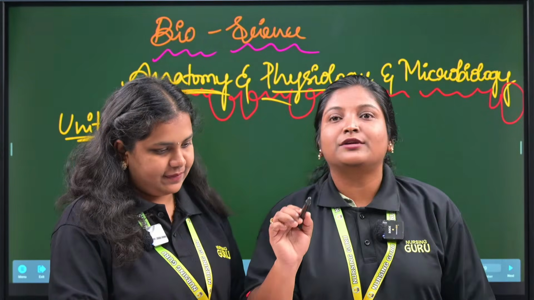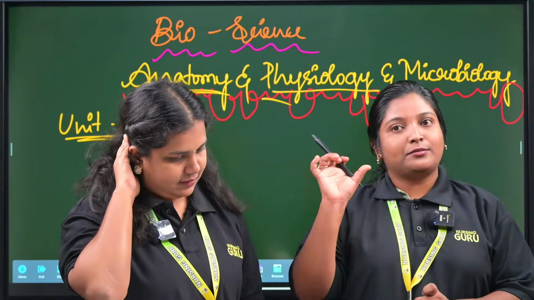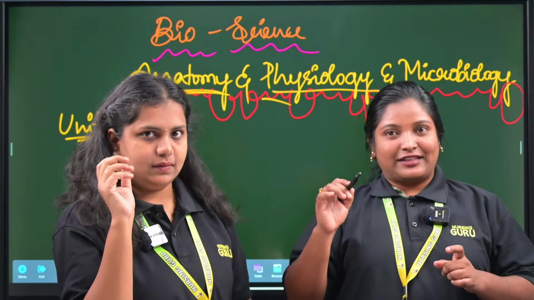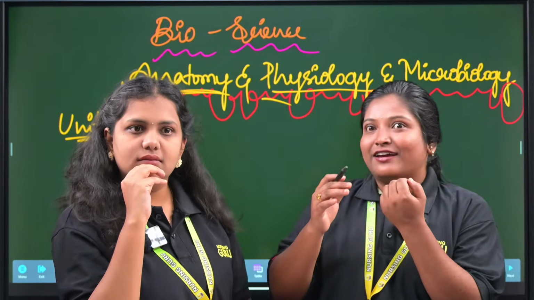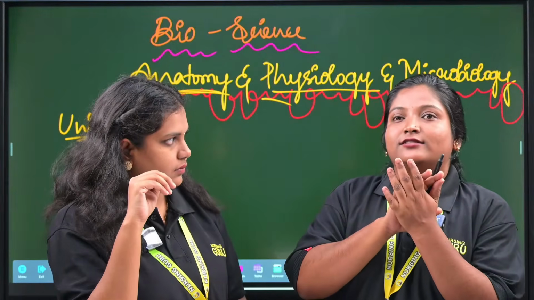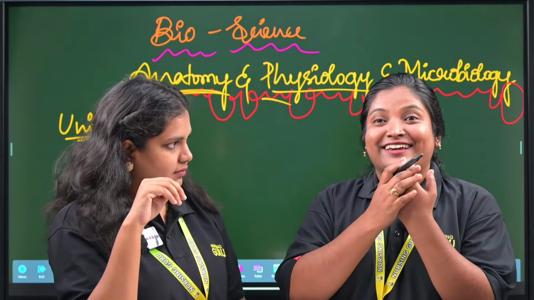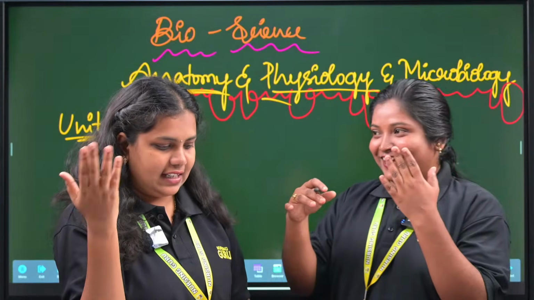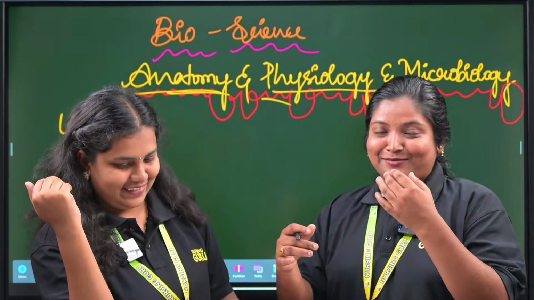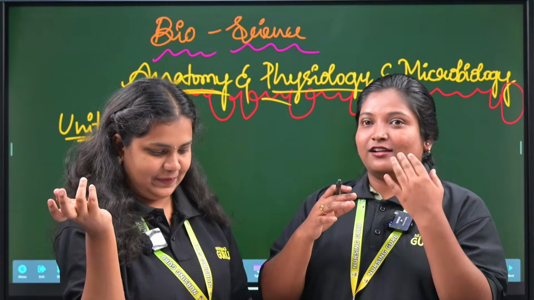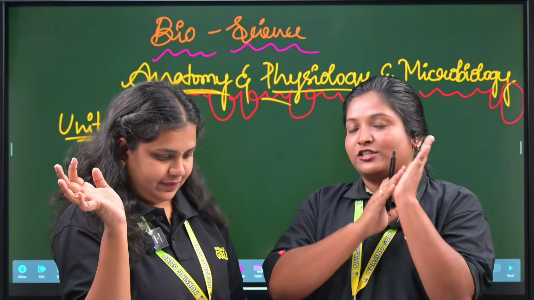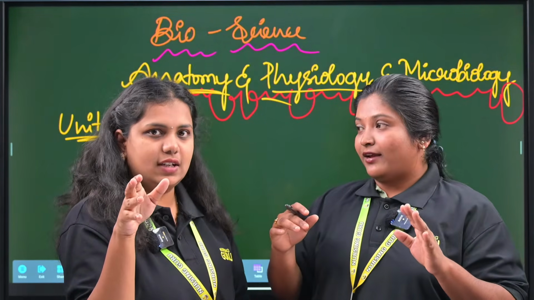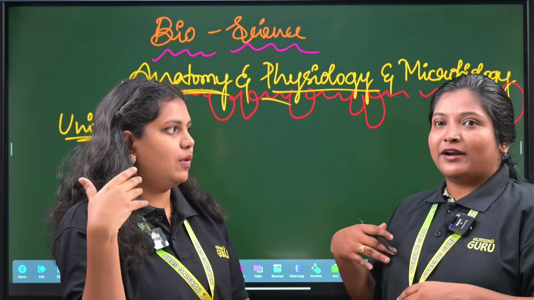In anatomy unit number 1 we are going to study the anatomical terms, such as posterior, anterior, lateral, distal. All those terms you will be studying.